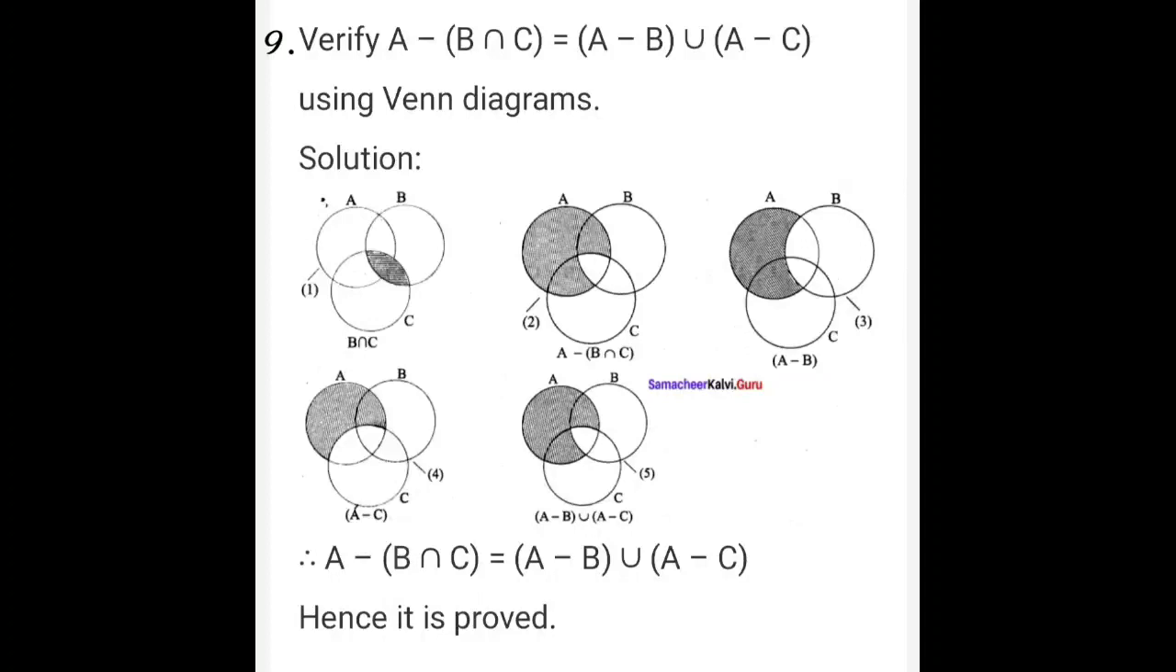So diagram 2 is equal to diagram 5. Therefore, A minus (B intersection C) is equal to (A minus B) union (A minus C). Hence it is proved.